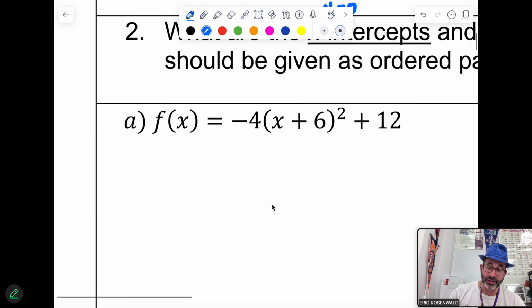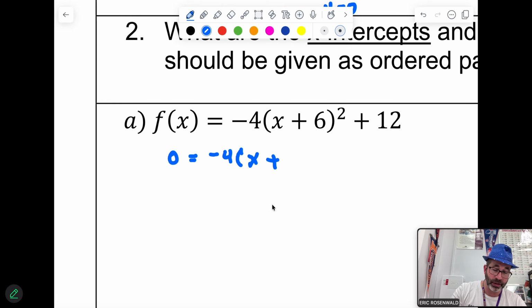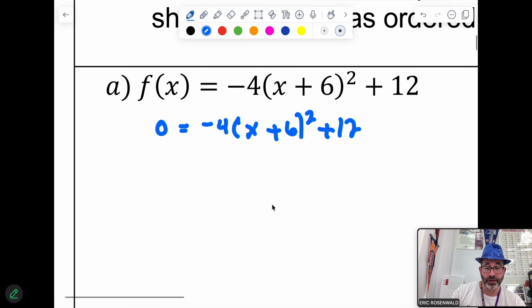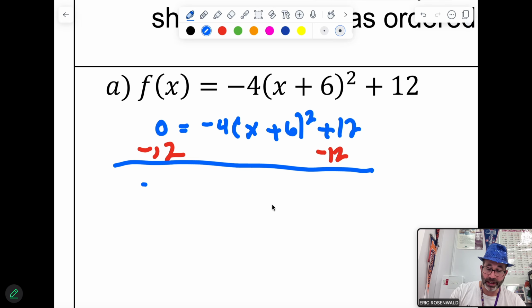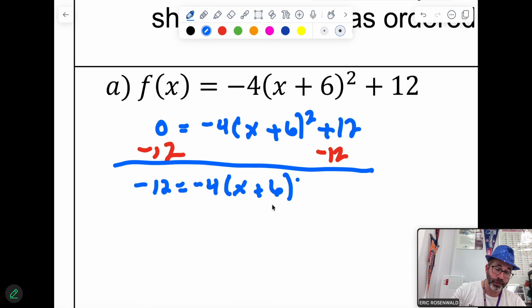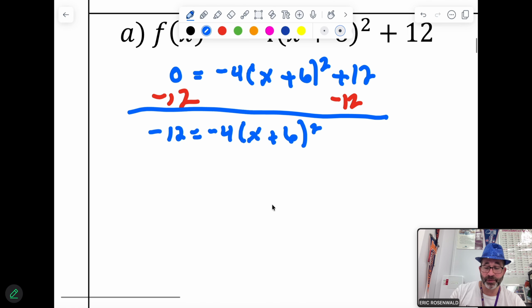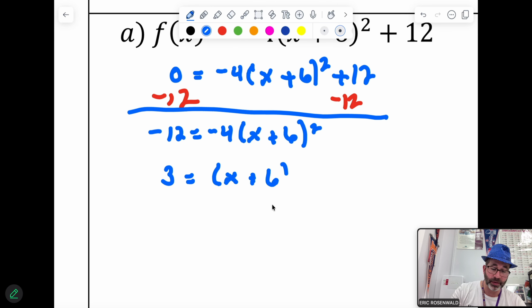So if we're going to find the x-intercept, let's set y equal to 0, and we're just going to use what we learned last unit to solve this. We're going to take the 12 that's given to us, and we have to move the 12 over. So in order to move the 12, we're going to subtract 12 from both sides. And we end up with negative 12 is equal to negative 4 times (x plus 6) squared. Okay, we'll divide both sides by the negative 4, because we want to get rid of this negative 4 that's right here. And so we're going to get a positive 3 is equal to (x plus 6) squared.